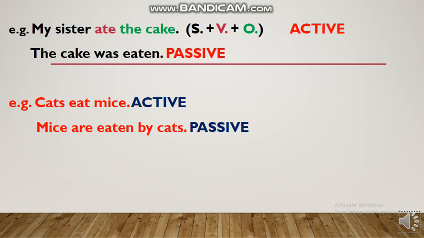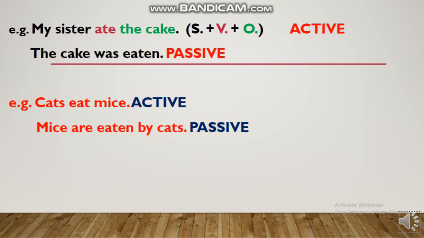Let's consider these two examples. The first one is: my sister ate the cake. It's an active sentence. So if we need to switch this sentence to the passive voice, we need to follow the four steps method. There are four steps that should be applied on active sentences to be shifted into the passive voice.